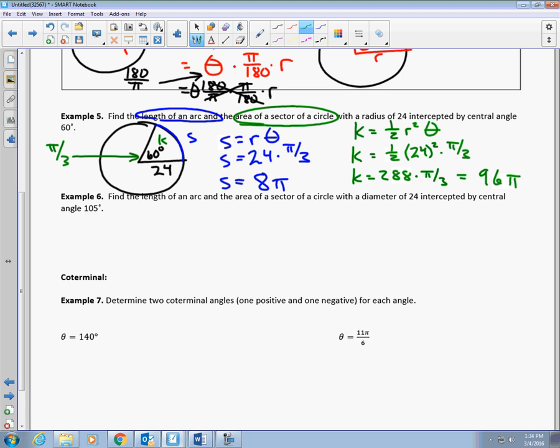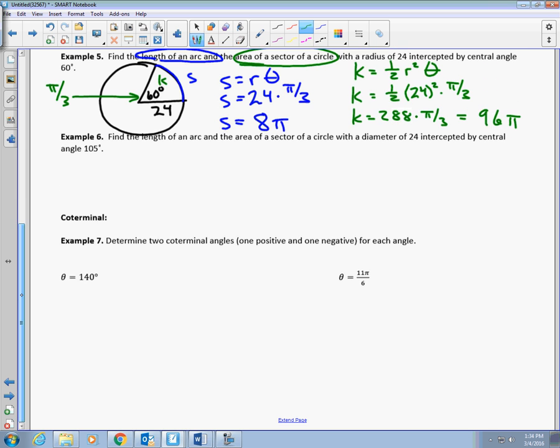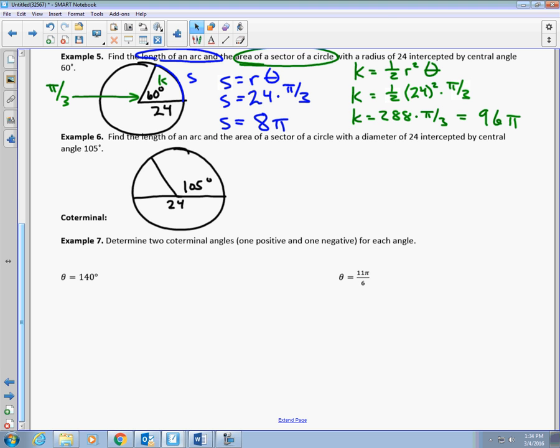Oh, no. Okay, find the length of an arc and the area of a sector of a circle with diameter 24, intercepted by a central angle of 105. So I'm going to draw again a circle. And this time the angle is 105, so that's a little bit bigger. And it says it has a diameter of 24. Very good. So 12 would be the radius.